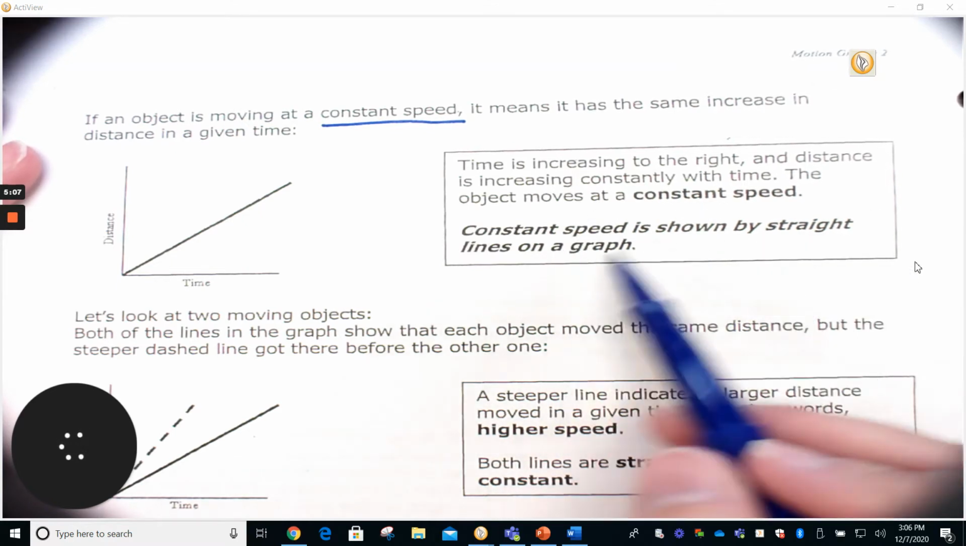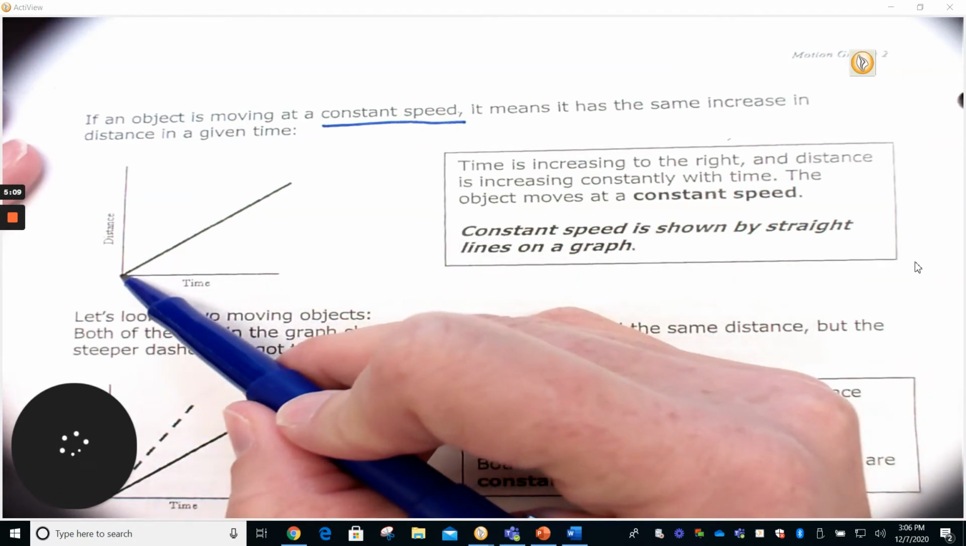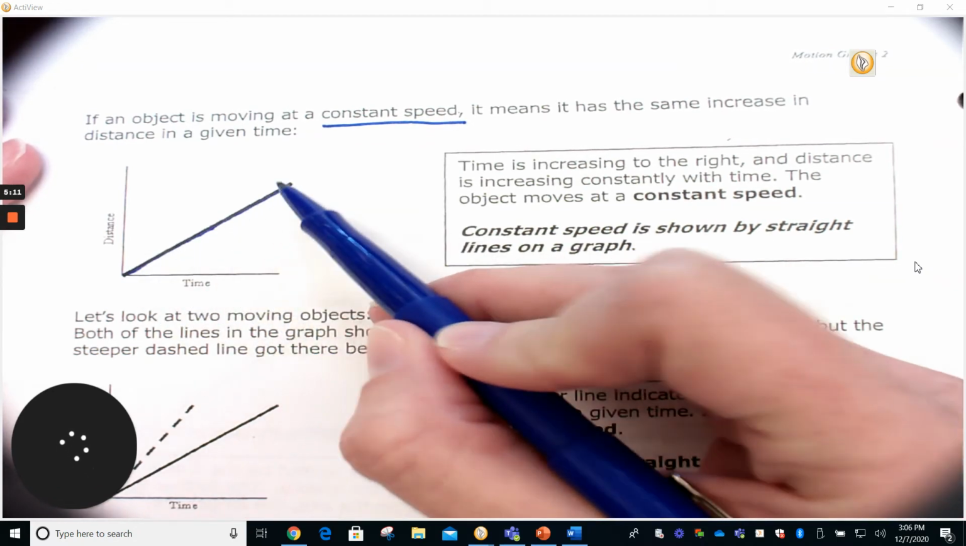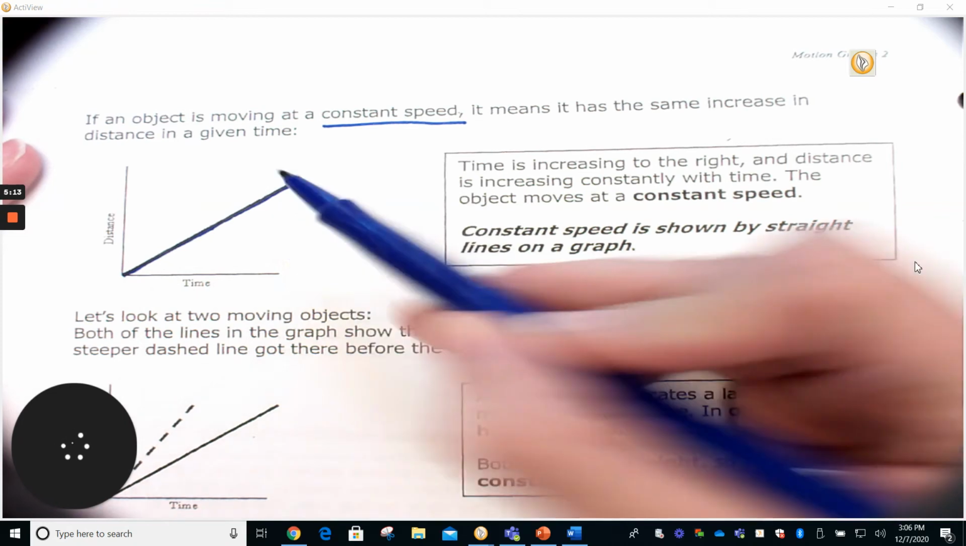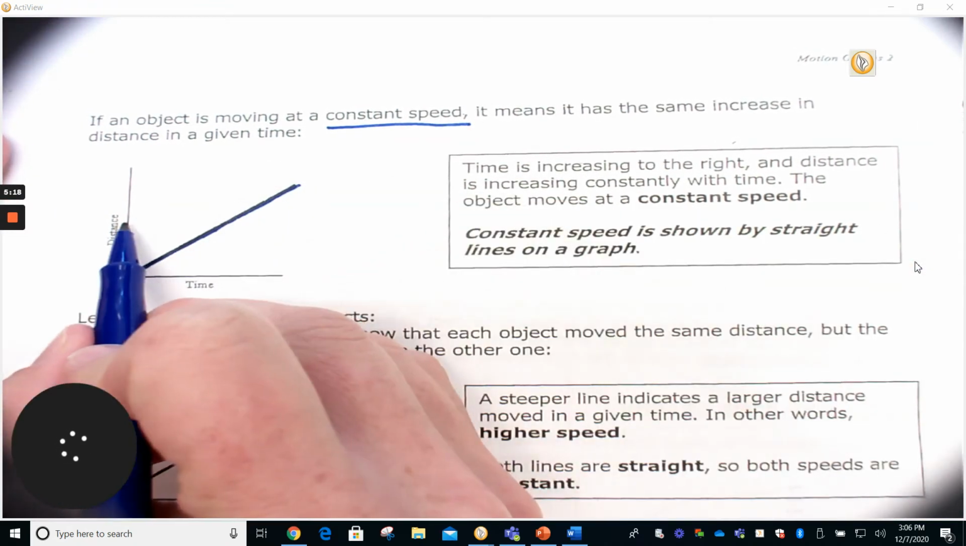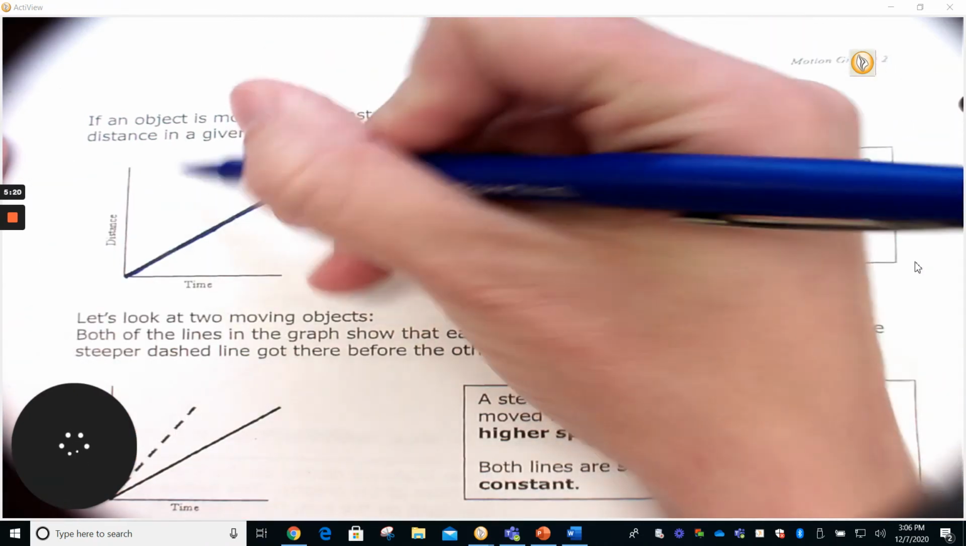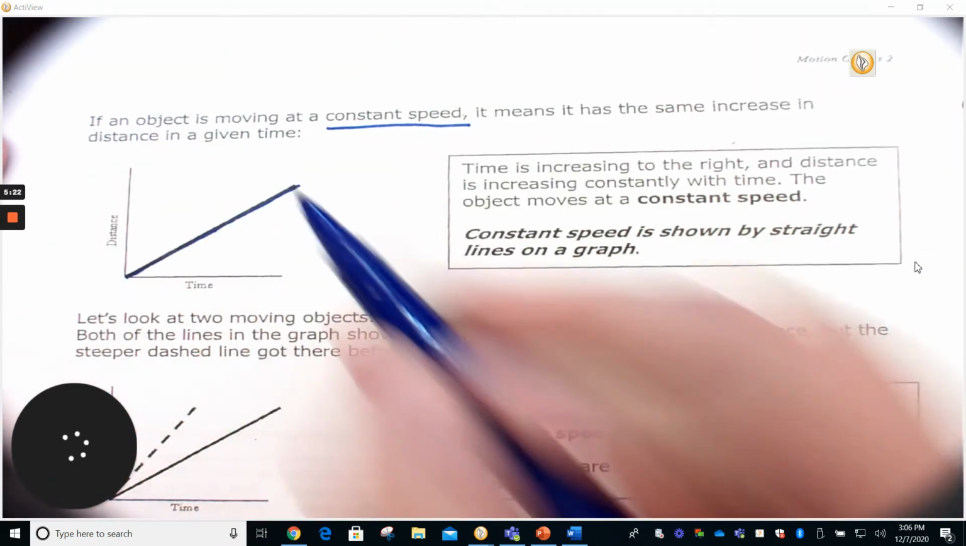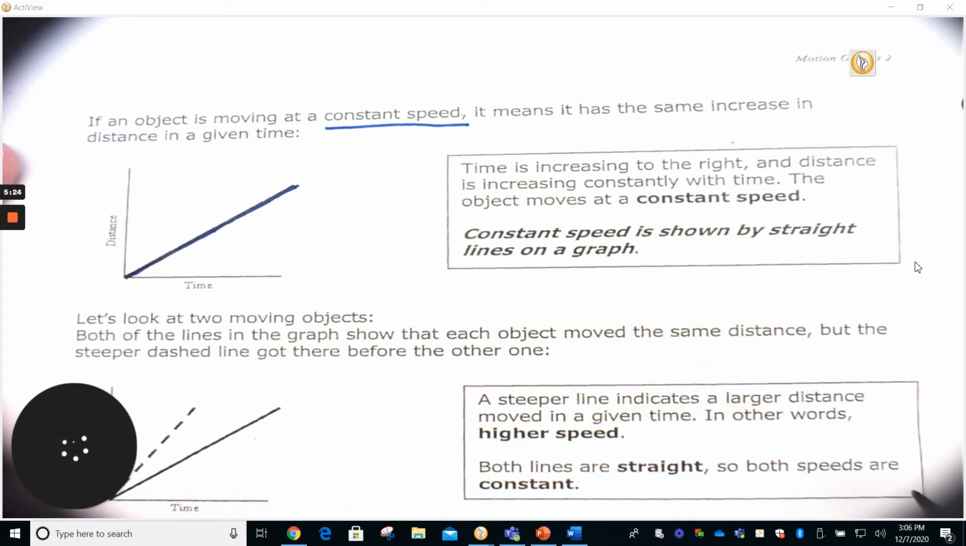So constant speed on a graph is always going to be shown just like this right here. So it's going to be a constant diagonal line. So see how this is diagonal? It's not horizontal. It's not up and down. It's at a diagonal. So that's going to be a constant speed, okay?